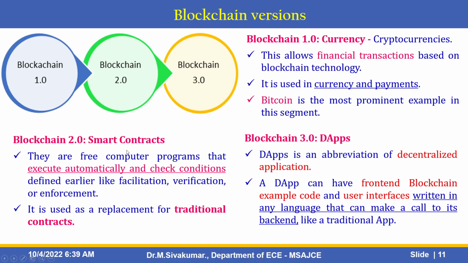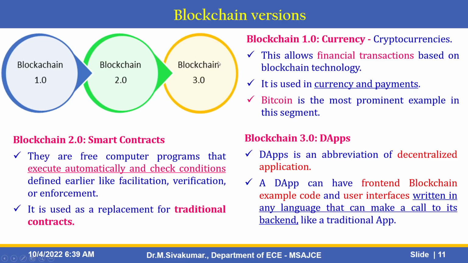Why I am choosing this slide representation is that normally everyone knows very well about Bitcoin and cryptocurrency. With this Bitcoin and currency technology, how is it used for the engineering field? Here smart contracts are one way. They are computer programs that execute automatically and check conditions defined earlier like facilitation, verification, or enforcement.